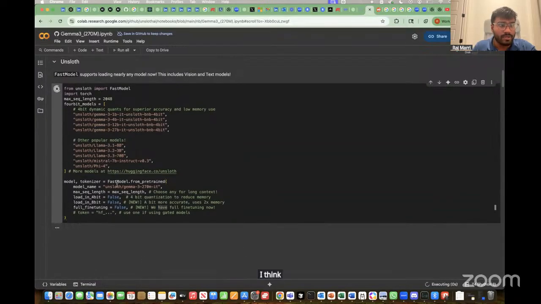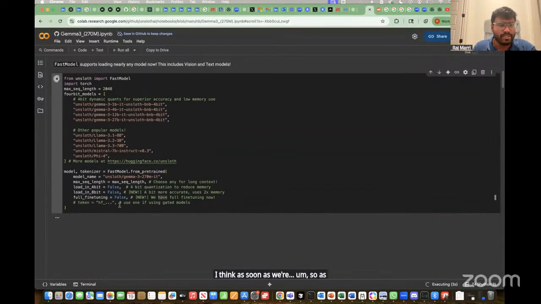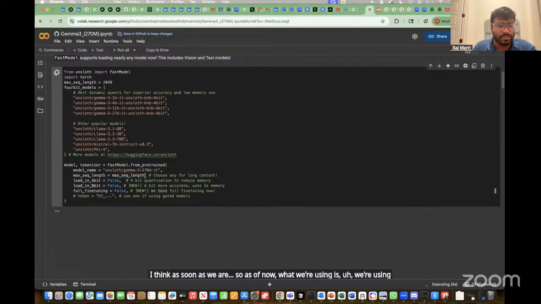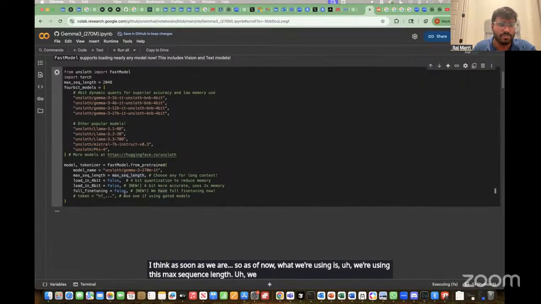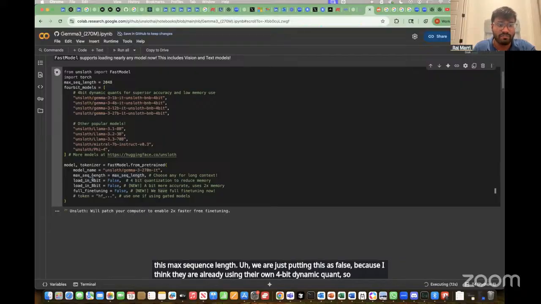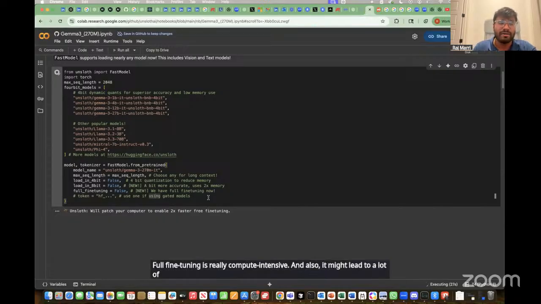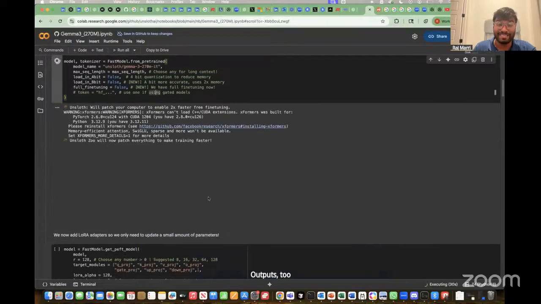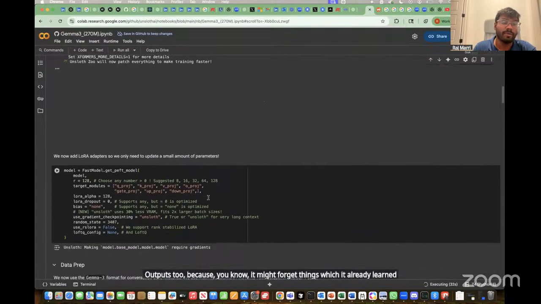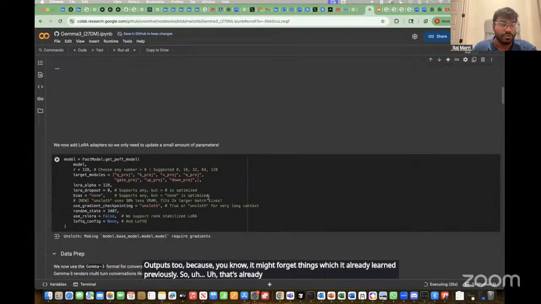As of now, what we're using is this max sequence length. We are putting this as false because I think they are already using their own 4-bit dynamic quant, so that's not needed. So they have put all of these, load in 4-bit or load in 8-bit, as false, and full fine tuning is also false because we're not going to do full fine tuning. As I said previously, full fine tuning is really compute intensive, and it might also lead to a lot of unexpected outputs, because it might forget things that you already learned previously. So that's already a recorded issue.